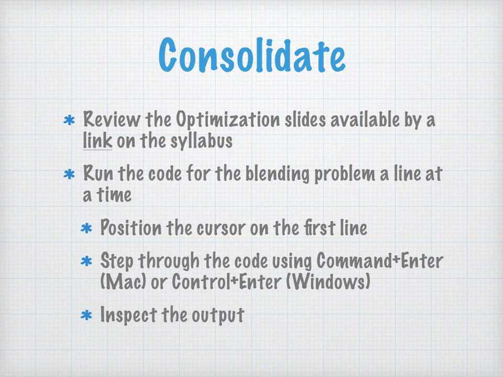It's now time to consolidate what you have learnt about the blending problem and linear programming. First of all, review the optimization slides that are available via a link on the syllabus. Then run the code for the blending problem, which is in the slides, a line at a time. You can do this by positioning the cursor on the first line and then select the code using either Command Enter or Control Enter, depending upon the operating system that you use. I suggest that you inspect the output for each line of code as you progress so that you understand how to formulate and execute a linear programming problem.